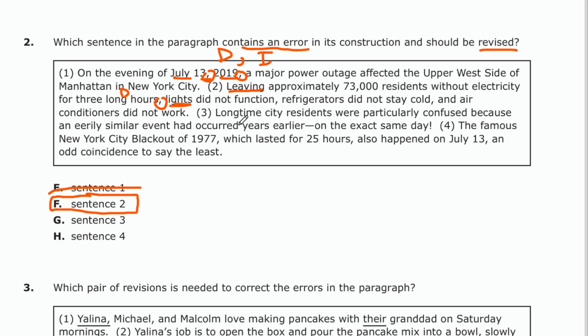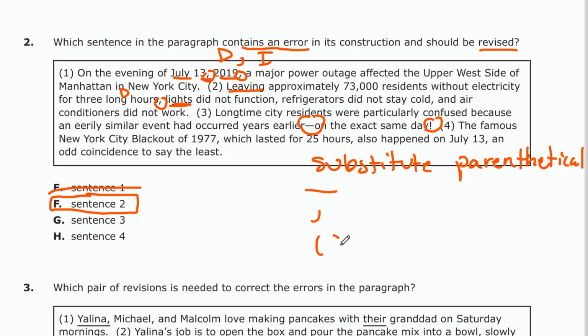Let's just check 3 and 4. Longtime city residents were particularly confused because an eerily similar event had occurred years earlier, long dash, on the exact same day, exclamation. Well, the exclamation just shows emotion. That's okay. Some might be confused by the long dash. Remember, a long dash is a substitute. It's a substitute for parenthetical punctuation with commas and parentheses.